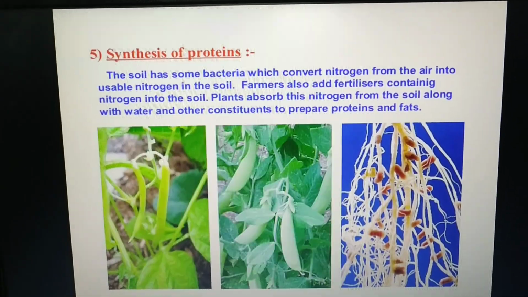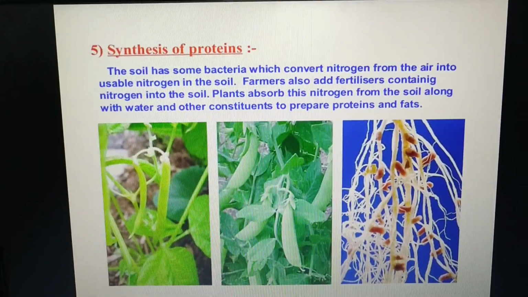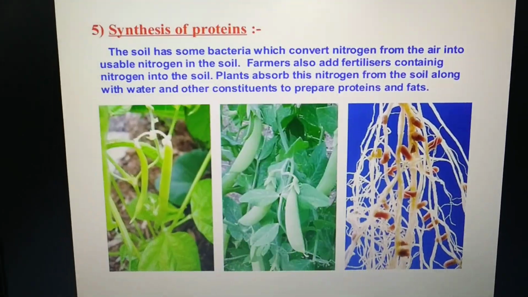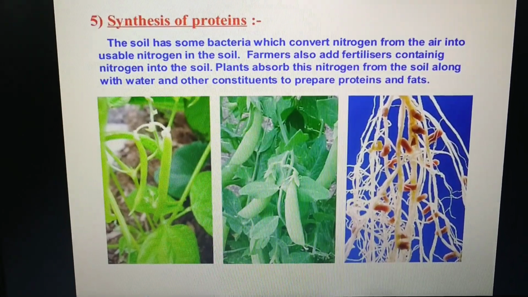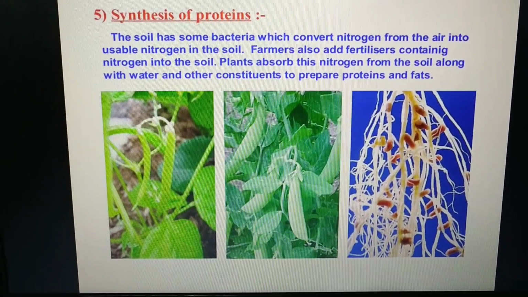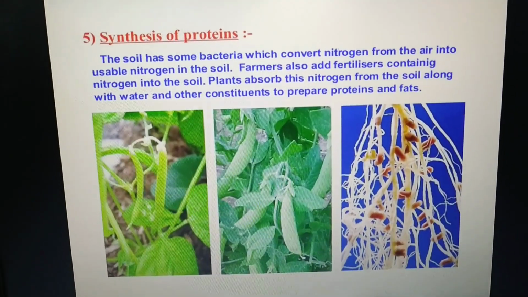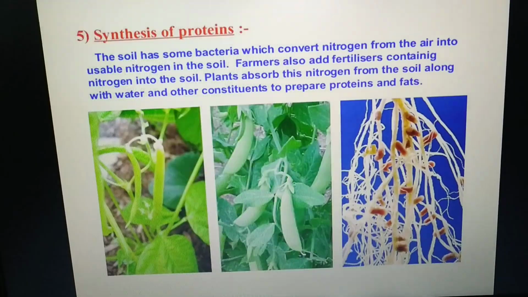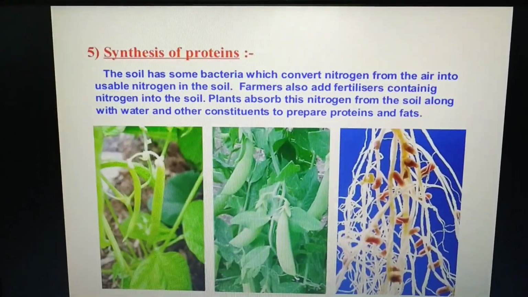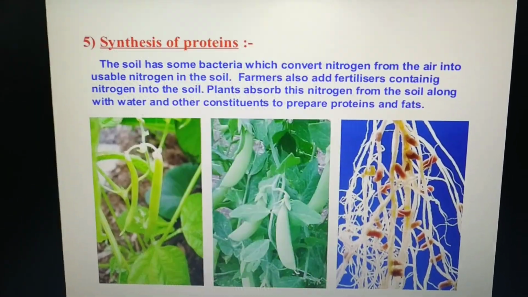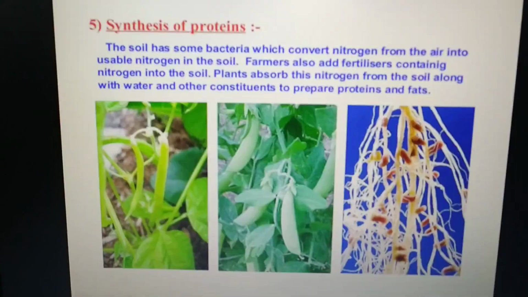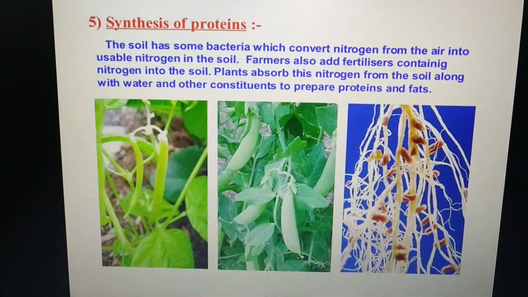You have seen very well that plants synthesize carbohydrates in the form of their food. Plants synthesize carbohydrates through the process of photosynthesis. Carbohydrates, as you have seen, are made up of carbon, hydrogen, and oxygen. These are used to synthesize other components of food, such as proteins and fats. You know very well, proteins and fats are also essential components of food.